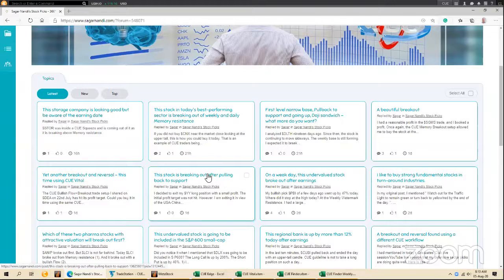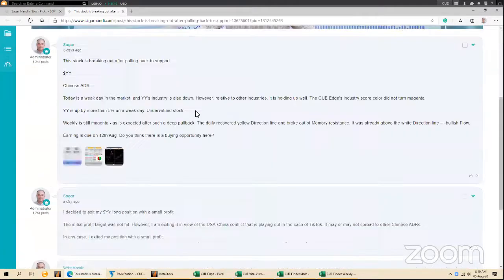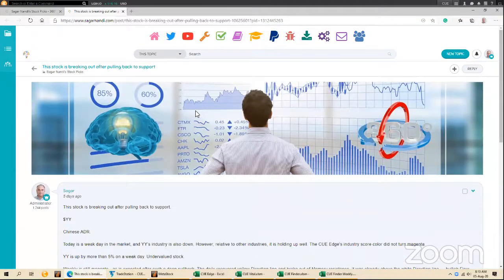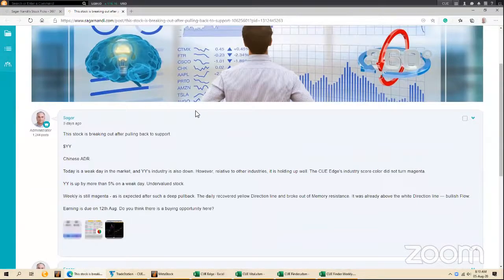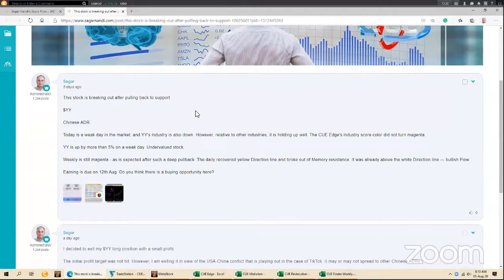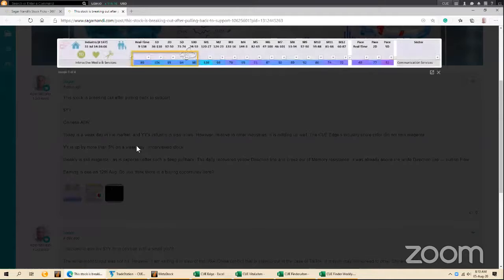Let's look at YY. This is another trade I exited, again, partly to reduce my open trade count. And also I exited because of the increasing conflict between the USA and the China government. Why? When I analyzed it first, I shared it 5 days ago in the forum. The industry was neither the strongest nor the weakest. It was in the middle.